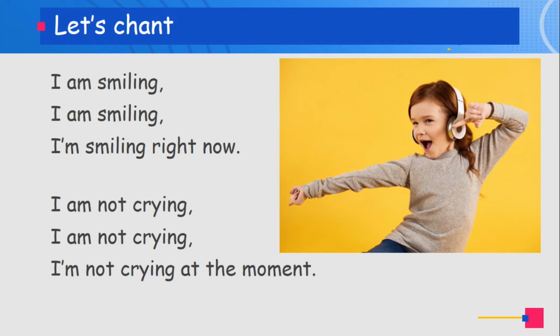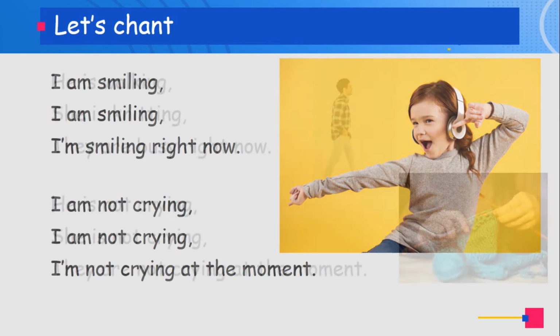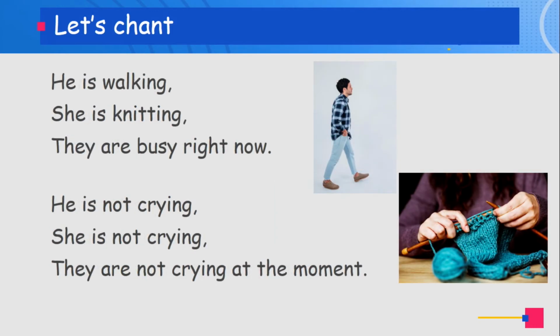I am smiling. I am smiling right now. I'm not crying. I'm not crying at the moment. He's walking and she is knitting. They are busy right now. He is not crying. She's not crying. And they are not crying at the moment.